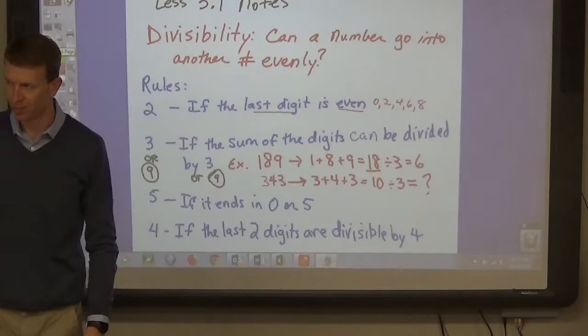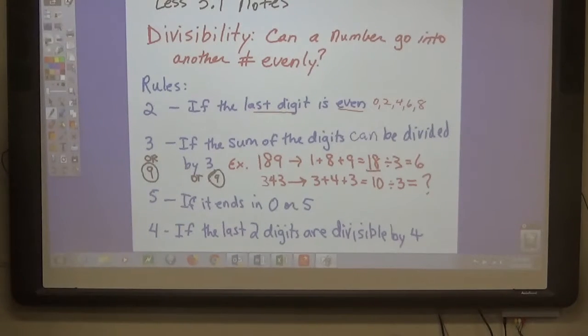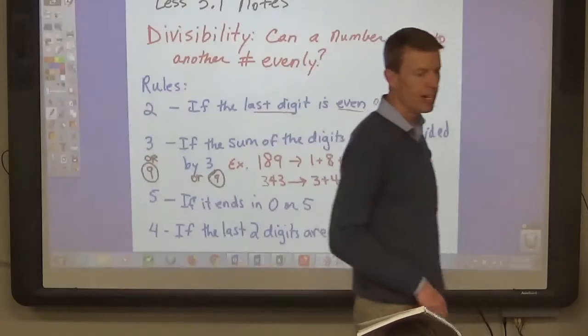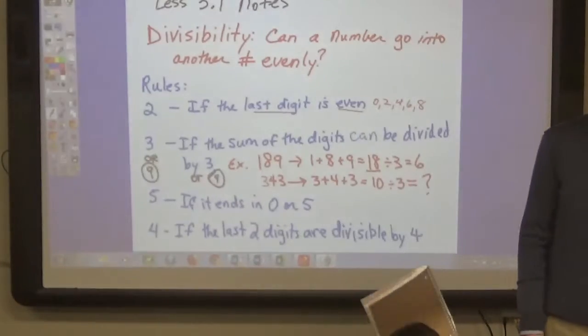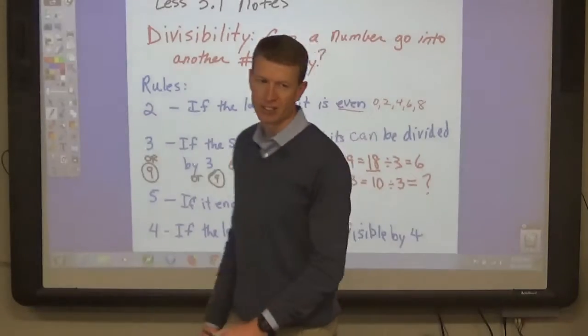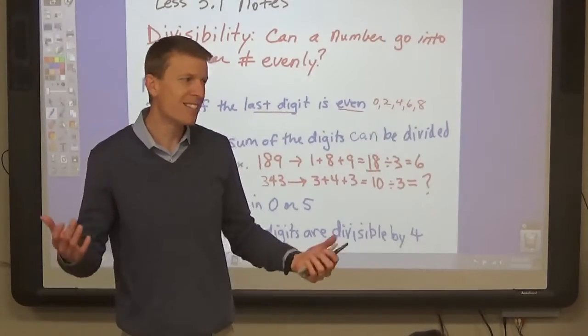Now, what do you think the rule for 10 is? Trevor? It ends in a 0. Yep. Any number that ends in 0 is divisible by 10. What if it ends in 2 zeros? Is it divisible by 10? Yes. It still ends in 0.